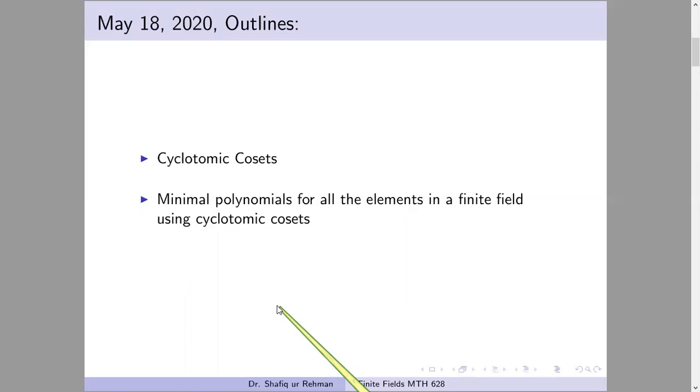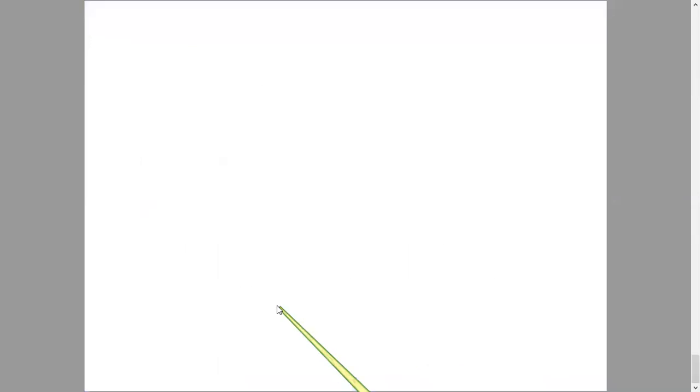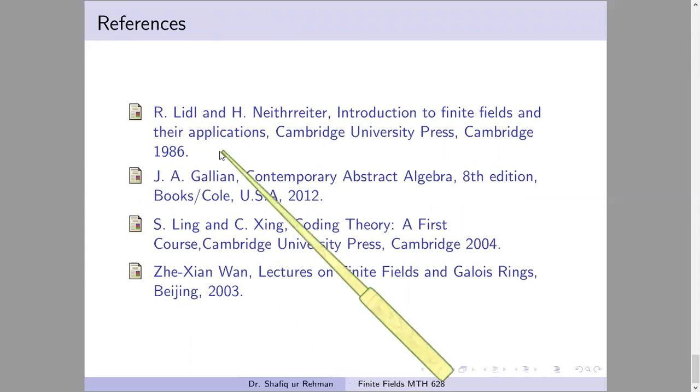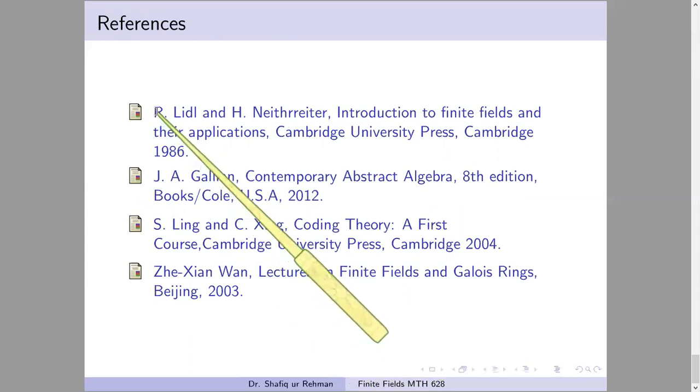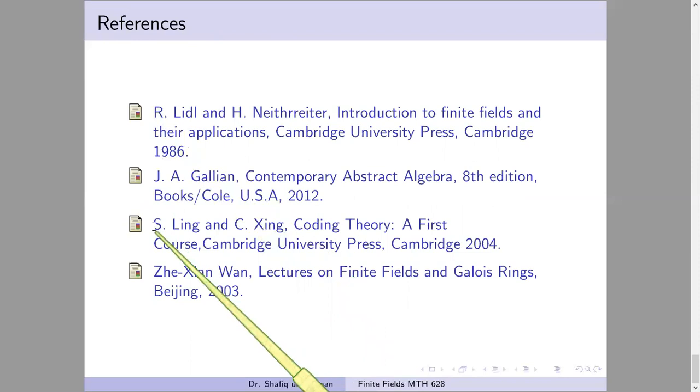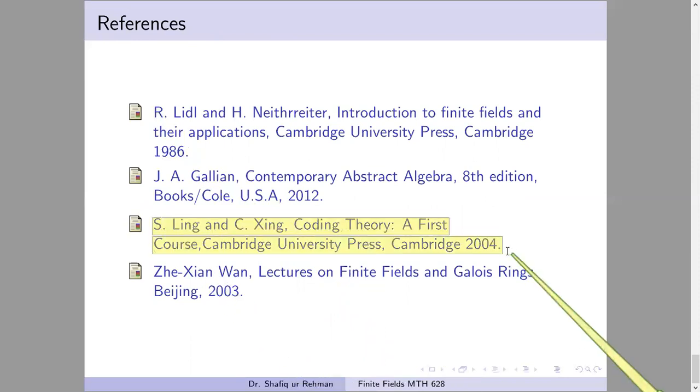So here are the references for this lesson, and more material is used from this book in this lesson. Most of the material is taken from this book.